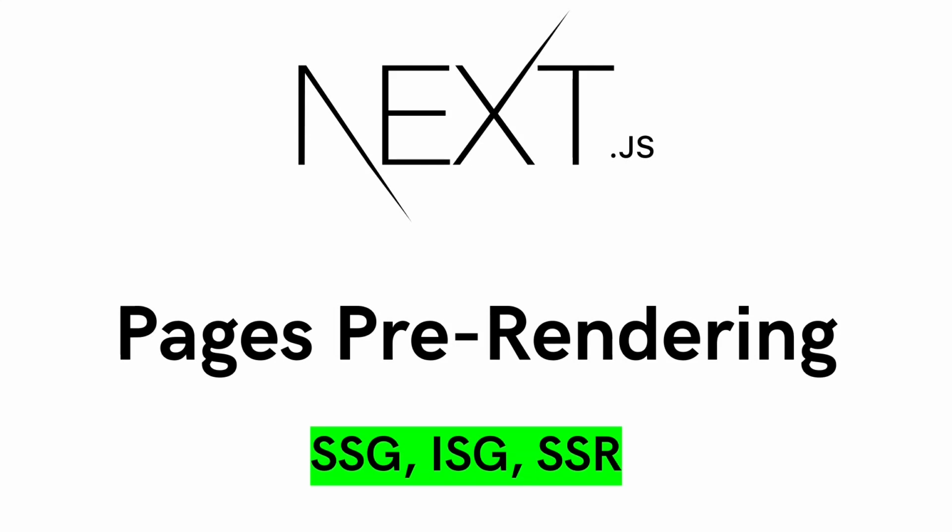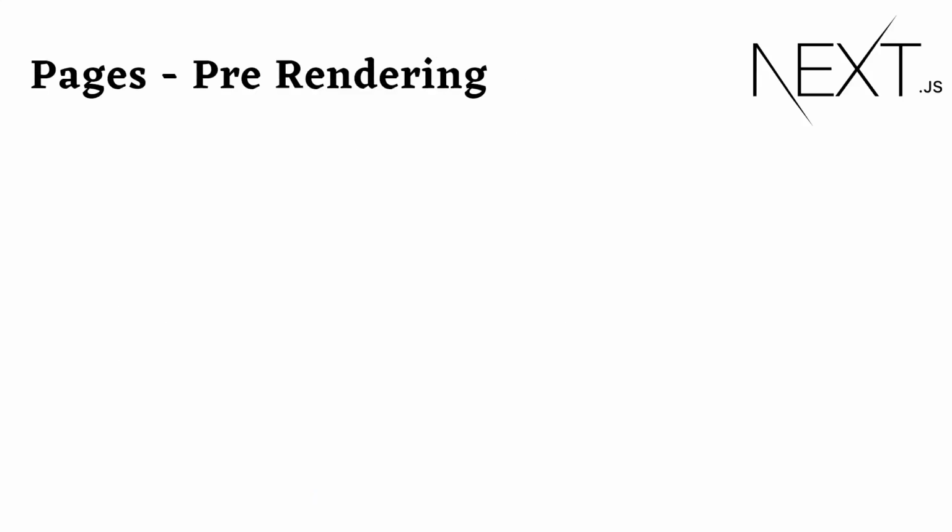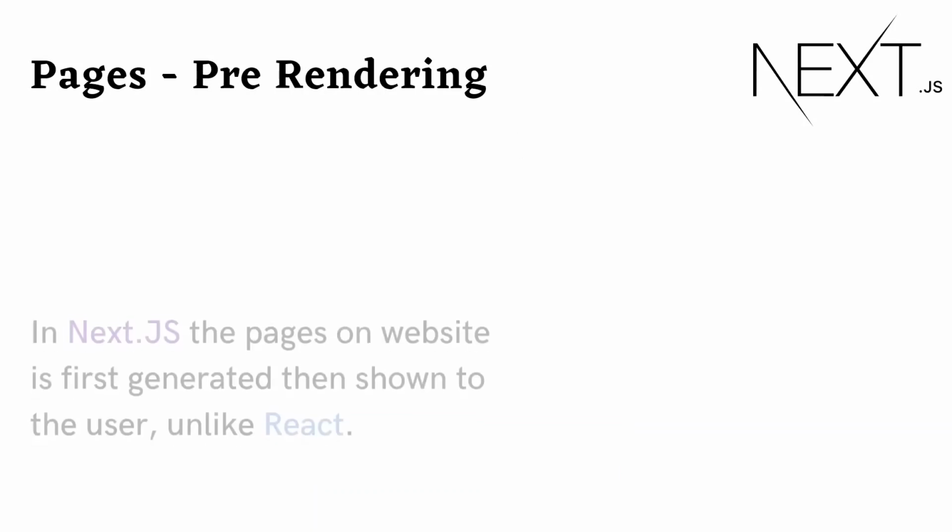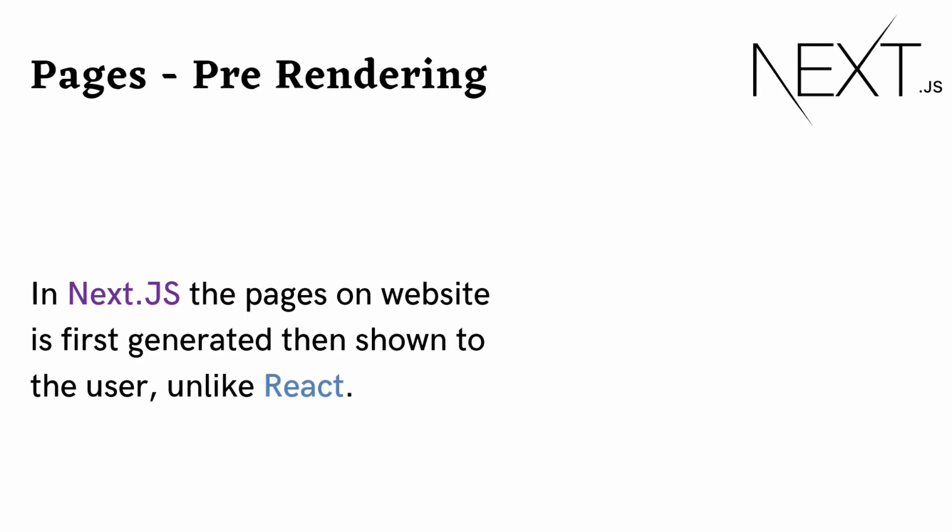In this module we will learn about pages pre-rendering inside Next.js, and we will have a look at static site generation, incremental static generation, and server-side rendering. So now, what is pages pre-rendering? Inside Next.js, the pages on the website are first generated and then shown to the user. But what does that mean?